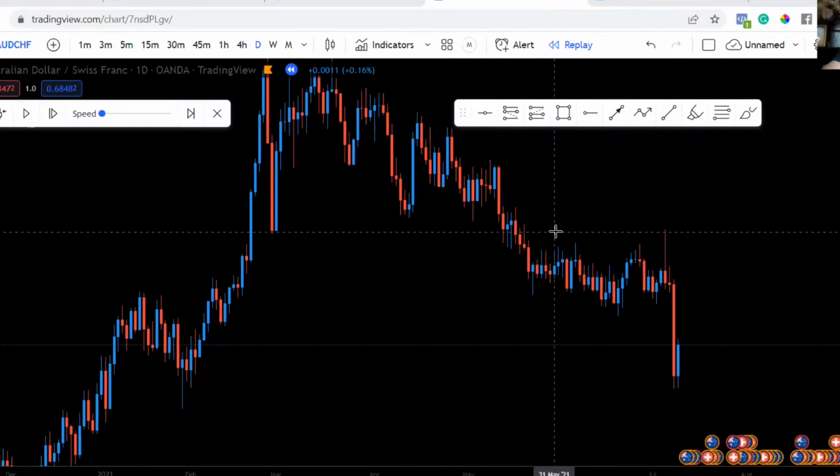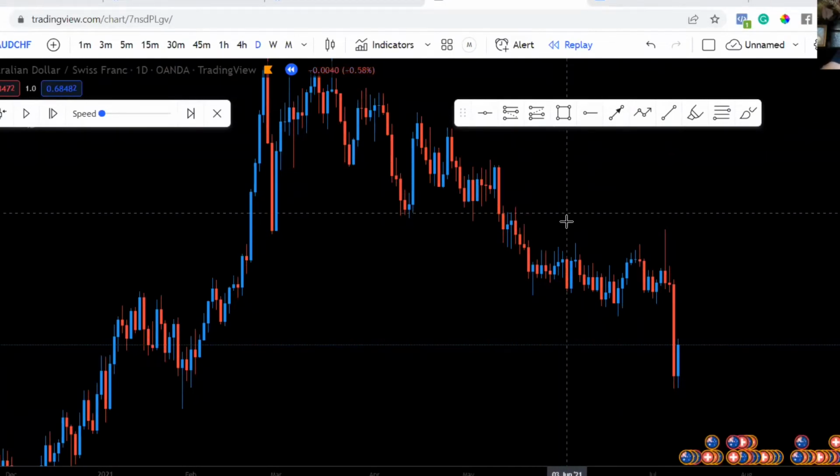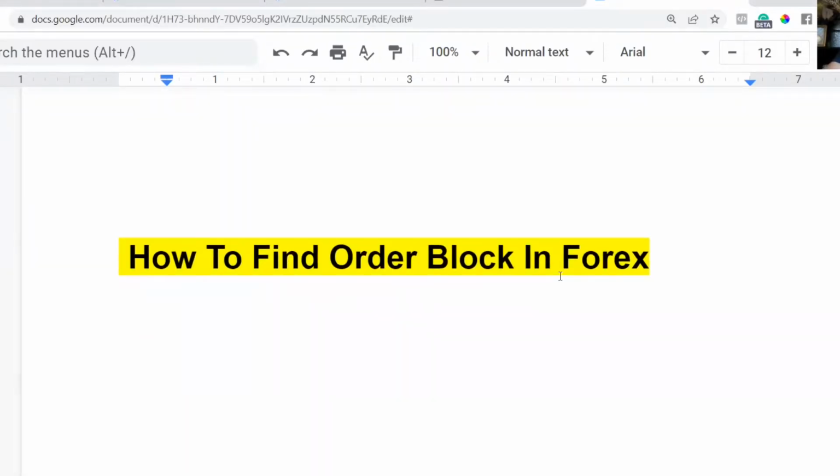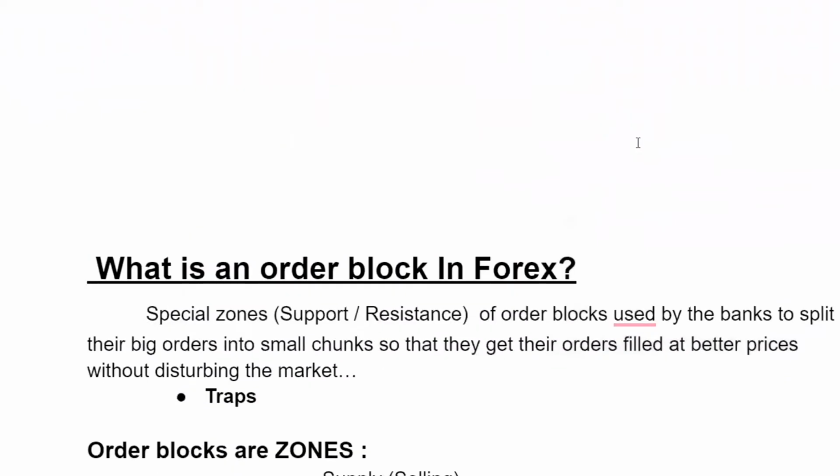Right, so we're going to come back to the charts in just a few minutes, but let's have a better understanding of how to find an Autoblock and what an Autoblock actually is, okay? So what is an Autoblock? An Autoblock is basically a special zone of support and resistance that is used by the banks, by the large trading institutions like the hedge funds.